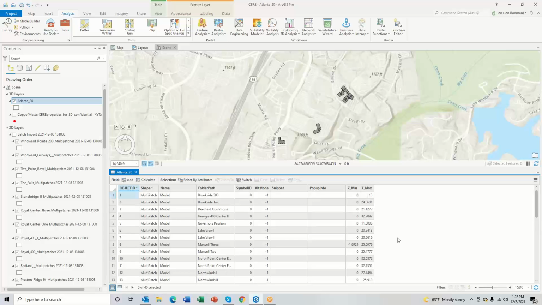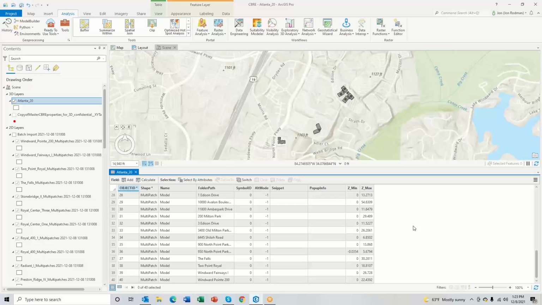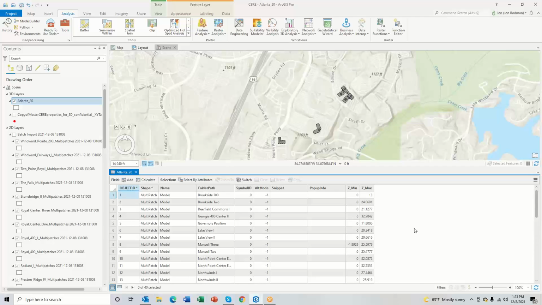I'm not familiar with Z-min and max. So Z-min should be the elevation above sea level for that building. Currently they're all displayed as Z from ground level. So Z-min should be elevation above sea level, and when it shows 0, it means that it is at sea level. So it's not the actual value.